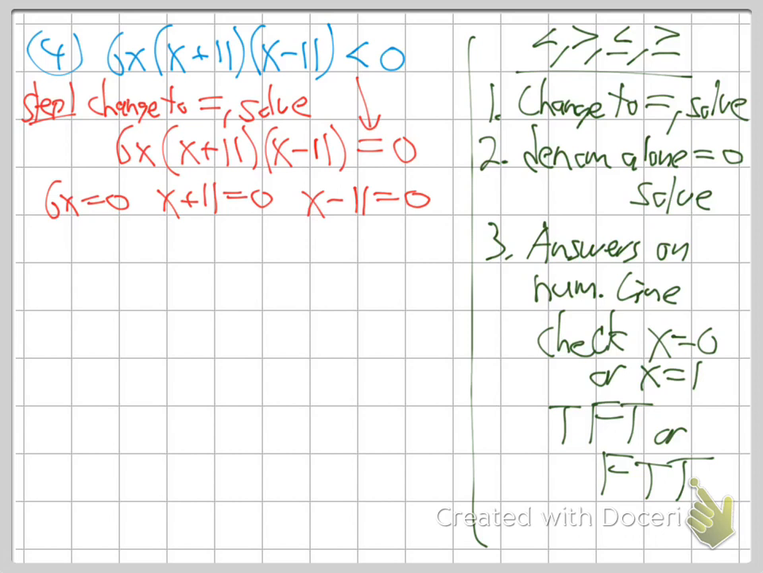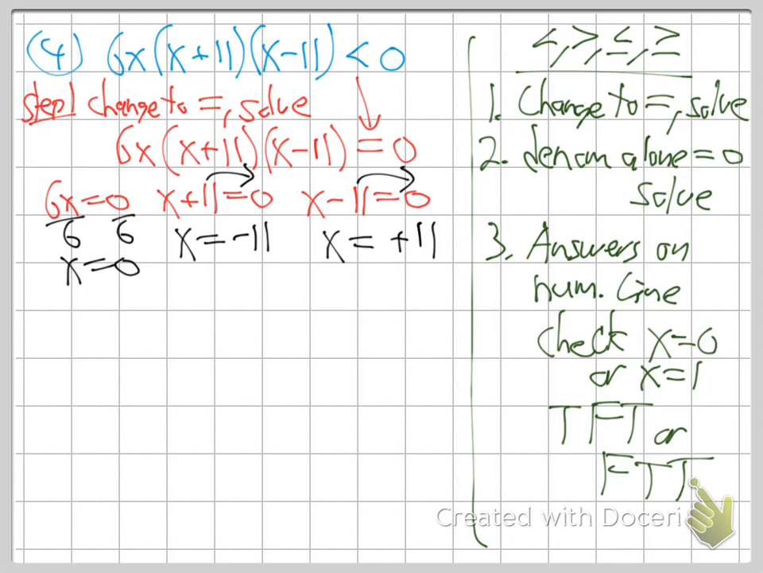So to get x alone in all those, divide by 6, jump the 11 over, jump the 11 over, negative 11 over becomes positive 11. So we got 3 answers: 0, negative 11, positive 11. Good? So far so good? Now that's all just step 1. We're not done there.